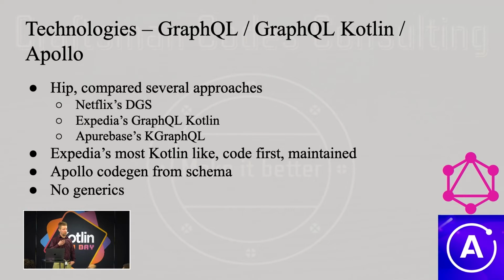To do the GraphQL, we actually looked at 3 different libraries: the Netflix one, the Xebia one, and the Apure-based one. And we eventually settled on the Xebia one because it was the most Kotlin-like, and it fit our needs the most. The Netflix one is much more Java-like, and is actually schema first. And we wanted to have code first and generate the schema. The Xebia one allows for both, and it has very nice Kotlin support. It has Kotlin in the name, so it was built for Kotlin.